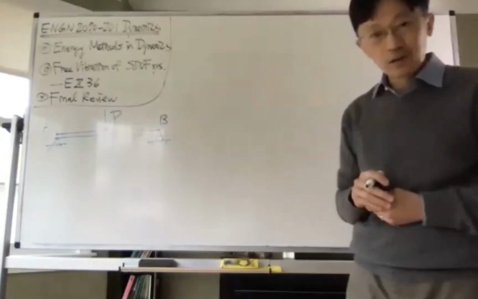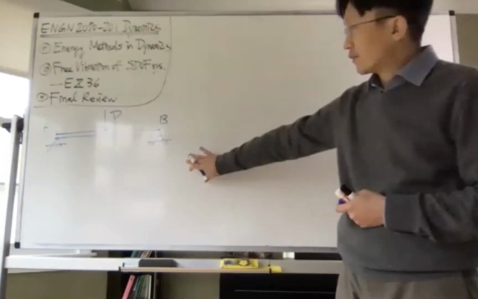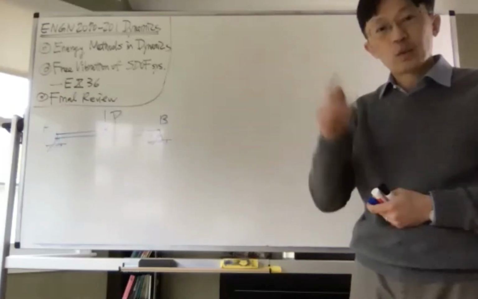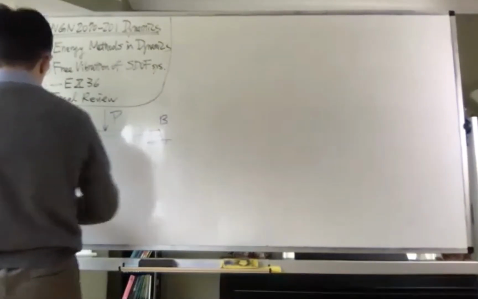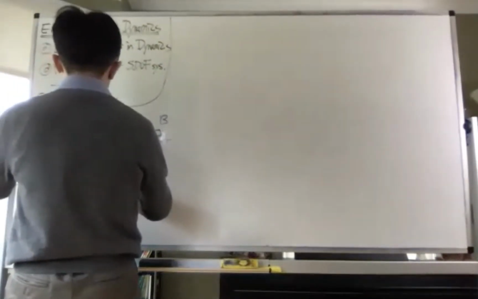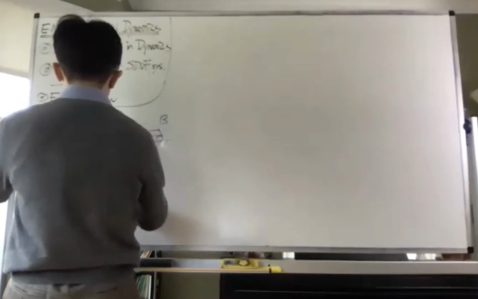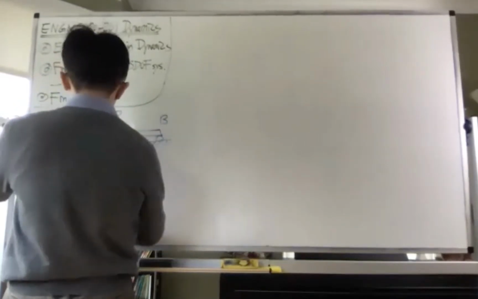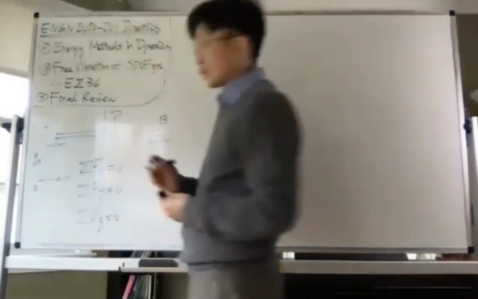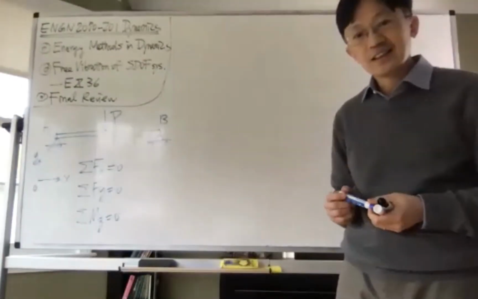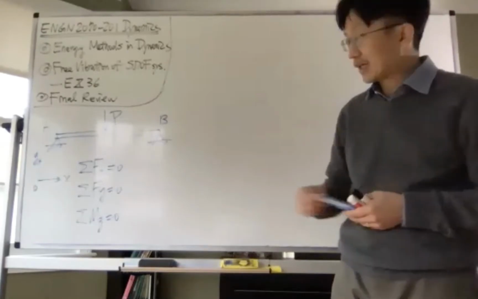Now, from structural analysis, you know that if this is a two-dimensional structure, we have three equations we can use, which is defining the x and y. You have summation of Fx to be 0, summation of Fy to be 0, and summation of moment Z to be 0. This is for statics, right? Correct? From statics, we learned this.